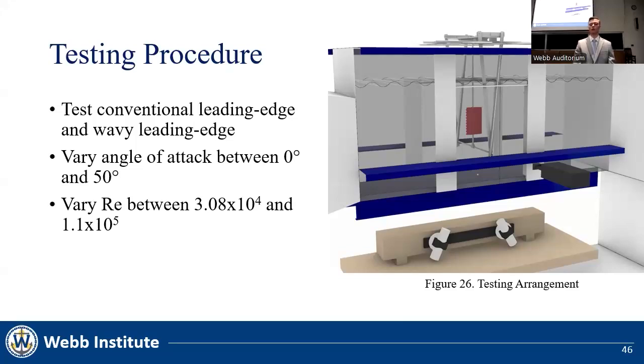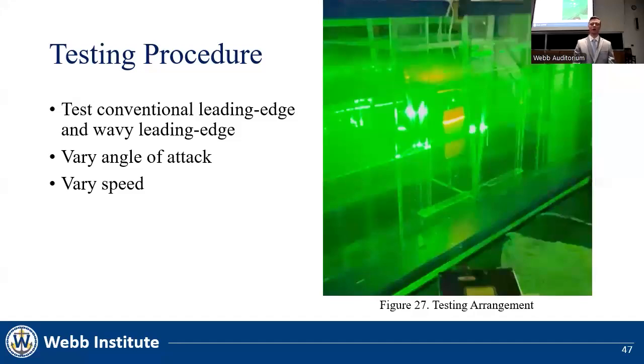5 speeds were tested, which produced Reynolds numbers between 3.08 times 10 to the 4th and 1.1 times 10 to the 5th. Each rudder was tested at every speed and angle of attack, starting with the lowest speed and 0-degree angle of attack. At each condition, a set of 100 image pairs were recorded with a delta T of 1,000 microseconds. This is the time between the first and second image in each image pair.